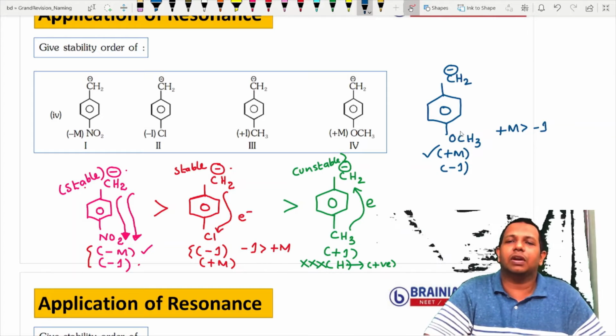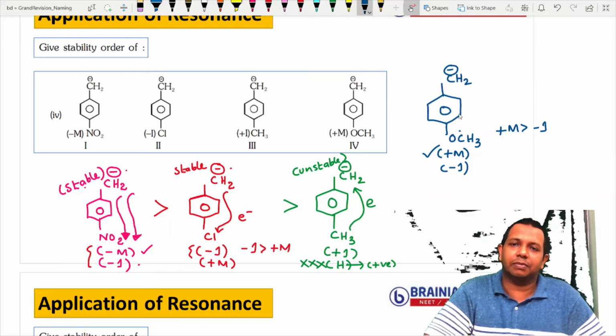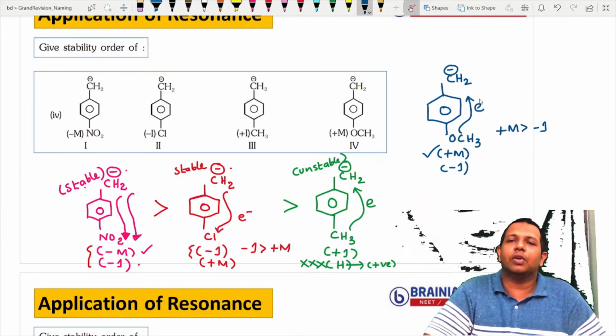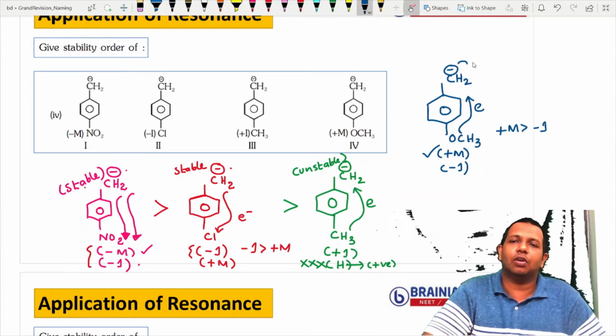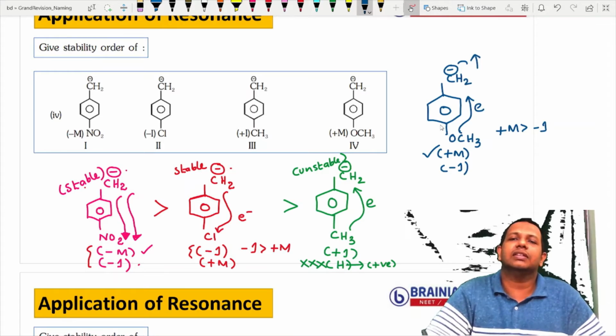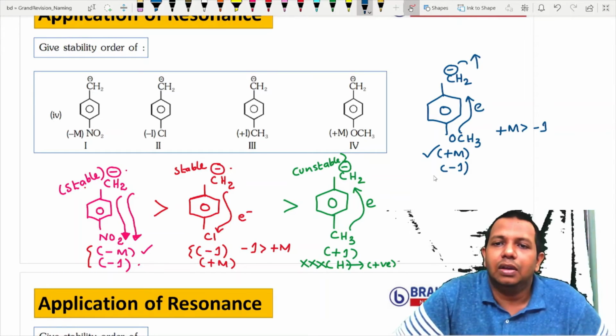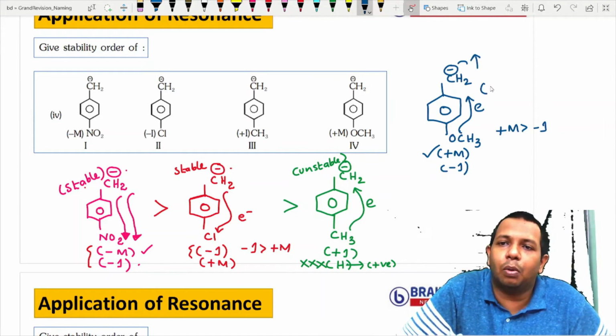But what will plus M effect do? Plus M effect will only stabilize positive charge. Plus M effect destabilizes minus charge. Why? This plus M effect will donate electron, so it is donating electron, which means the charge density over here increases, making this compound unstable. So I can say that this is the most unstable.